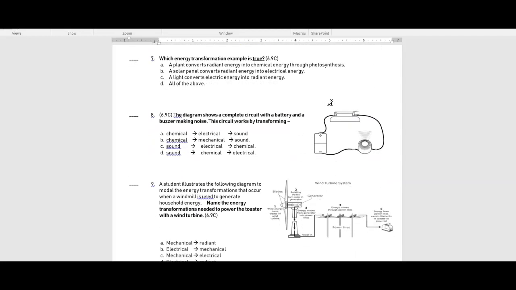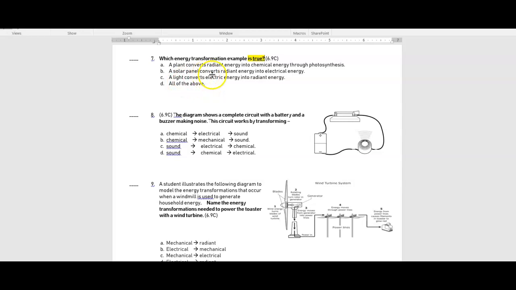All right, number 7. Which energy transformation example is true? So we're looking for the true statement here. So you want to highlight true. Okay. A plant converts radiant energy into chemical energy through photosynthesis. A solar panel converts radiant energy into electrical energy. A light converts electrical energy into radiant energy, or all of the above.